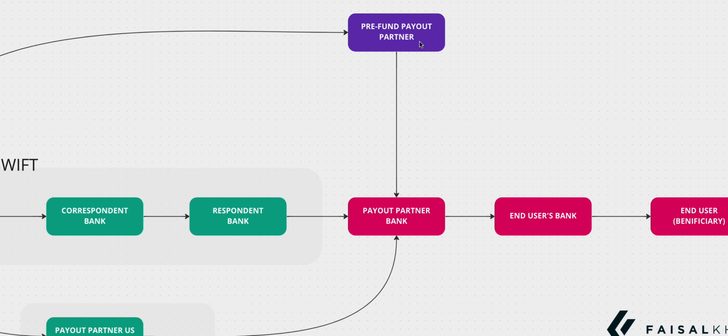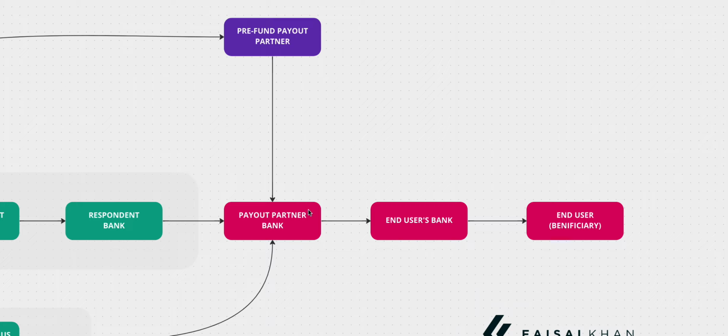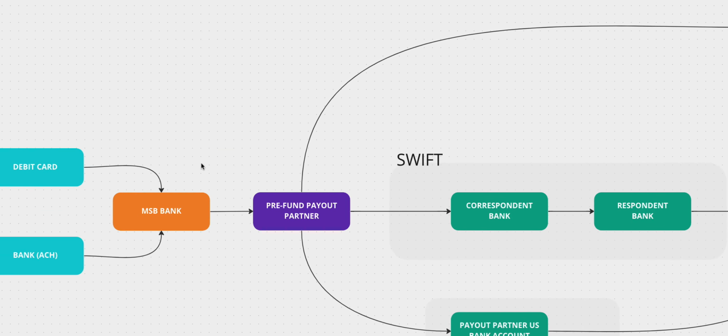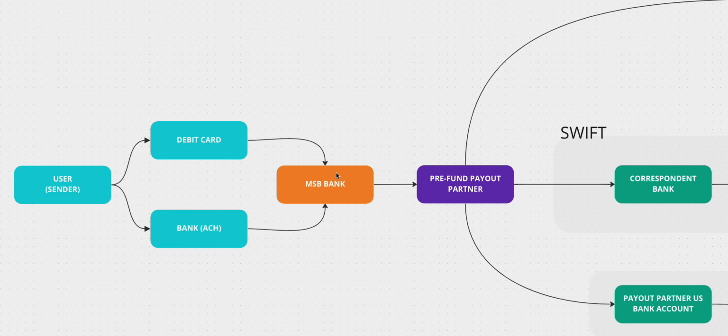So the pre-fund payout partner dips into that piggy bank, gives the payout partner bank 1,000. The 1,000 is converted into the local currency of the end user's bank account and paid out to the end beneficiary over here. So the 1,000 has been paid out. And what happens over here is the MSP bank is holding on to 1,000 and they have to settle it with the payout fund partner.